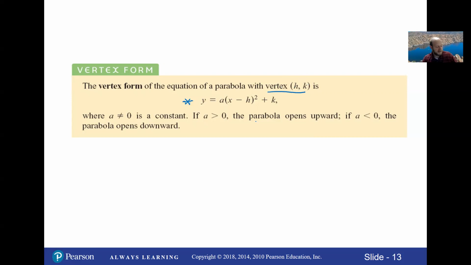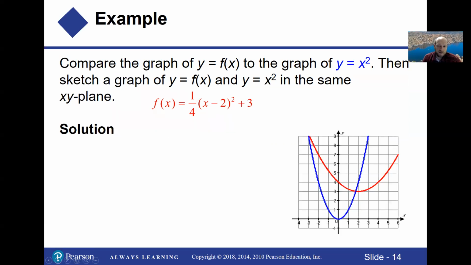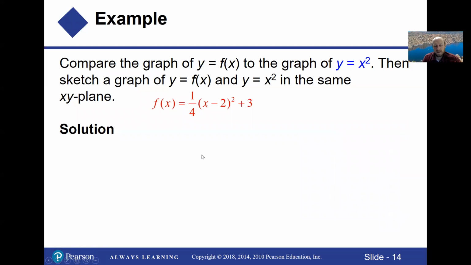So I'm going to refer back to that vertex form, and we'll talk about it in some of these next slides. So let's compare the graph of y equals f of x, which is this guy, to the graph of y equals x squared. Then we're going to sketch a graph of y equals f of x and y equals x squared in the same xy plane, or on the same graph. But what does this mean?